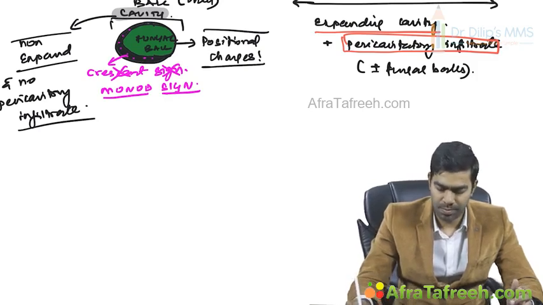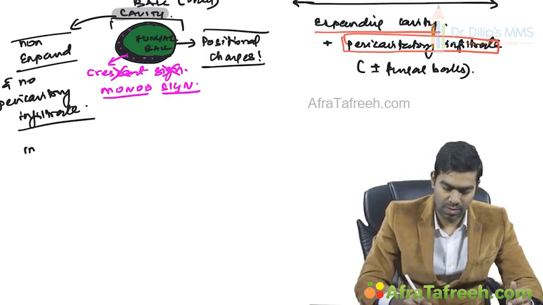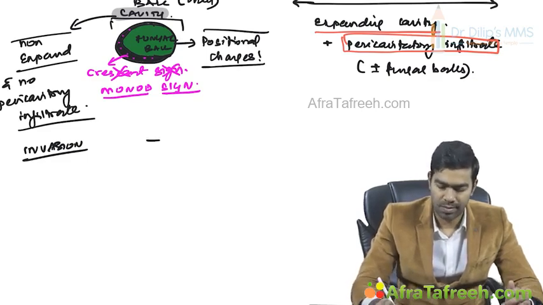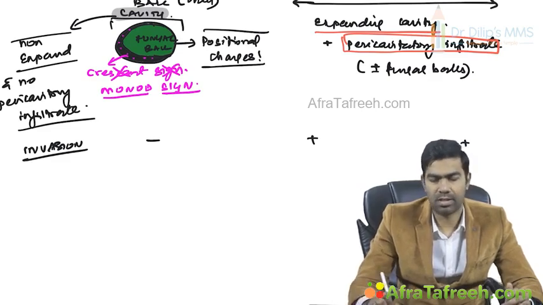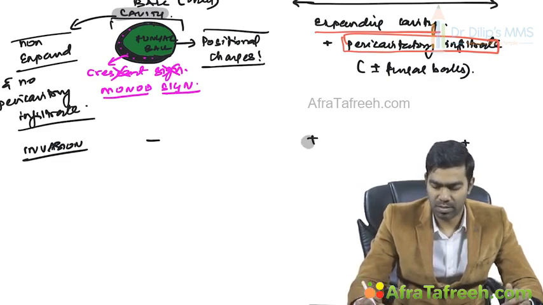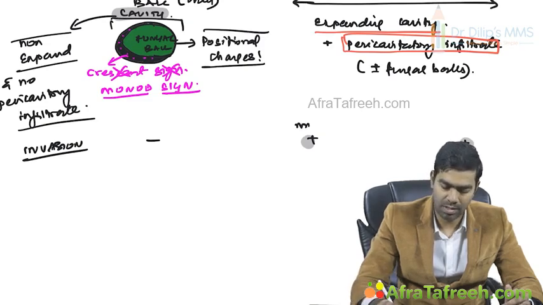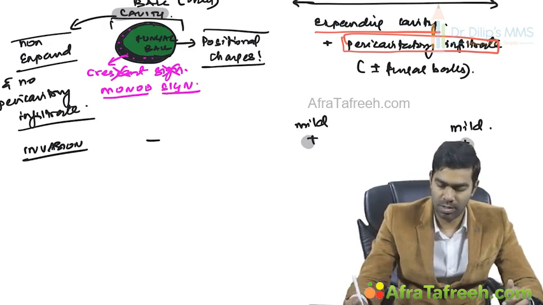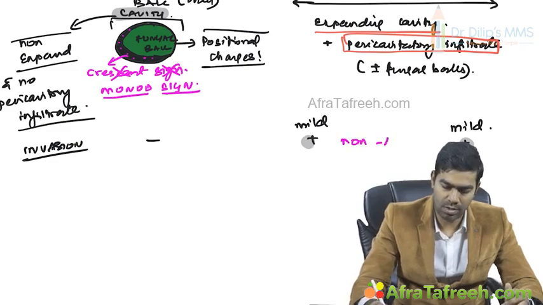What about invasion? Invasiveness is no. Aspergilloma, definitely no. Yes, invasion is present in CCPA and CNPA, but it's only a very, very mild invasion. At the same time, they won't be angioinvasive; there is no angioinvasion.